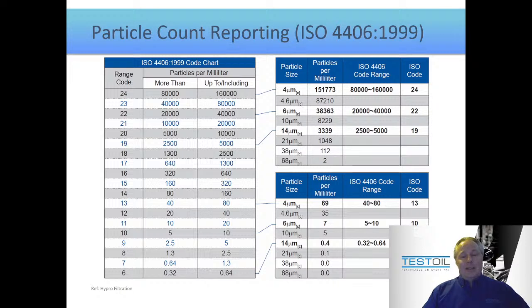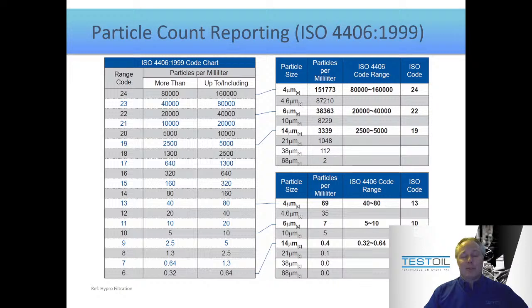Now, to understand this ISO coding table, we must first understand the pattern of how it was created. And the pattern is best seen if we start at the 5th row from the bottom where it says ISO code of 10. An ISO code of 10 represents any particle count between 5 and 10 particles.